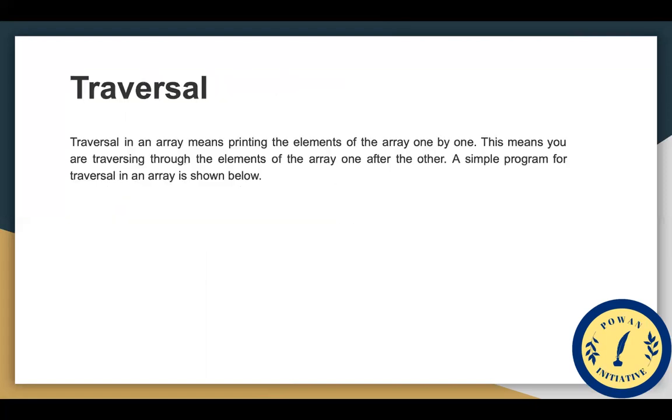Starting with traversal. Traversing an array means printing the elements of an array one by one. This means you're traversing through the elements of the array one after the other. A simple program of traversing an array will be shown in the upcoming slide. So let's have a look at how traversal of an array actually takes place. Here we have a program, so we're just going to duplicate a tab and start with a new program. Just copy the basic constraints.